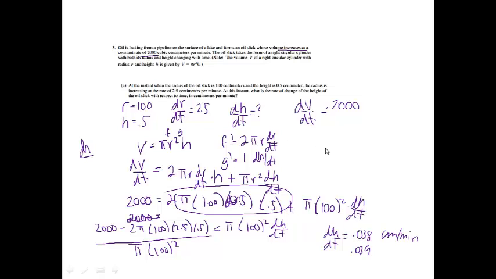All right, so this part was worth 4 points. If you wrote somewhere on your paper that dV/dt was equal to 2,000, you got a point. Actually, you had to write that, and you had to write dr/dt equals 2.5.